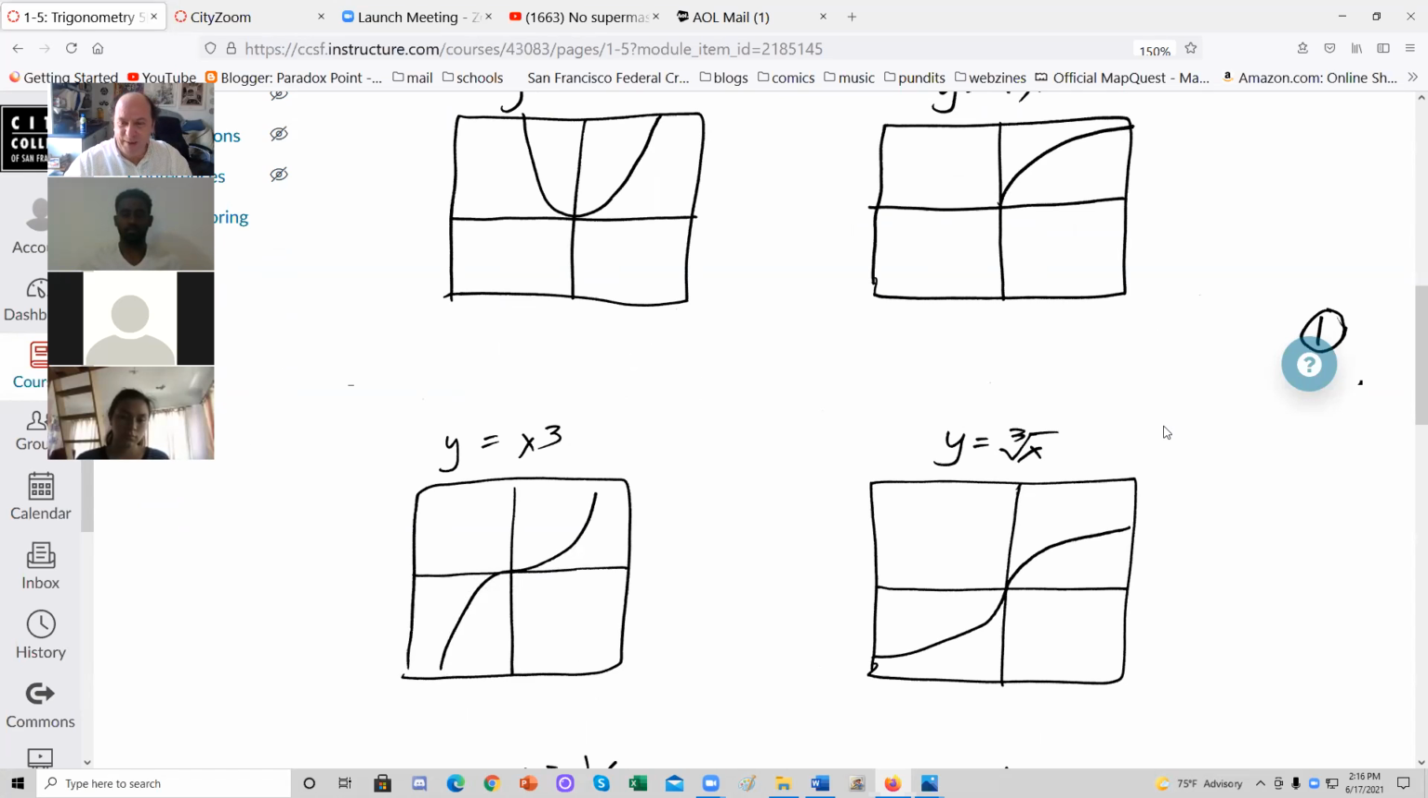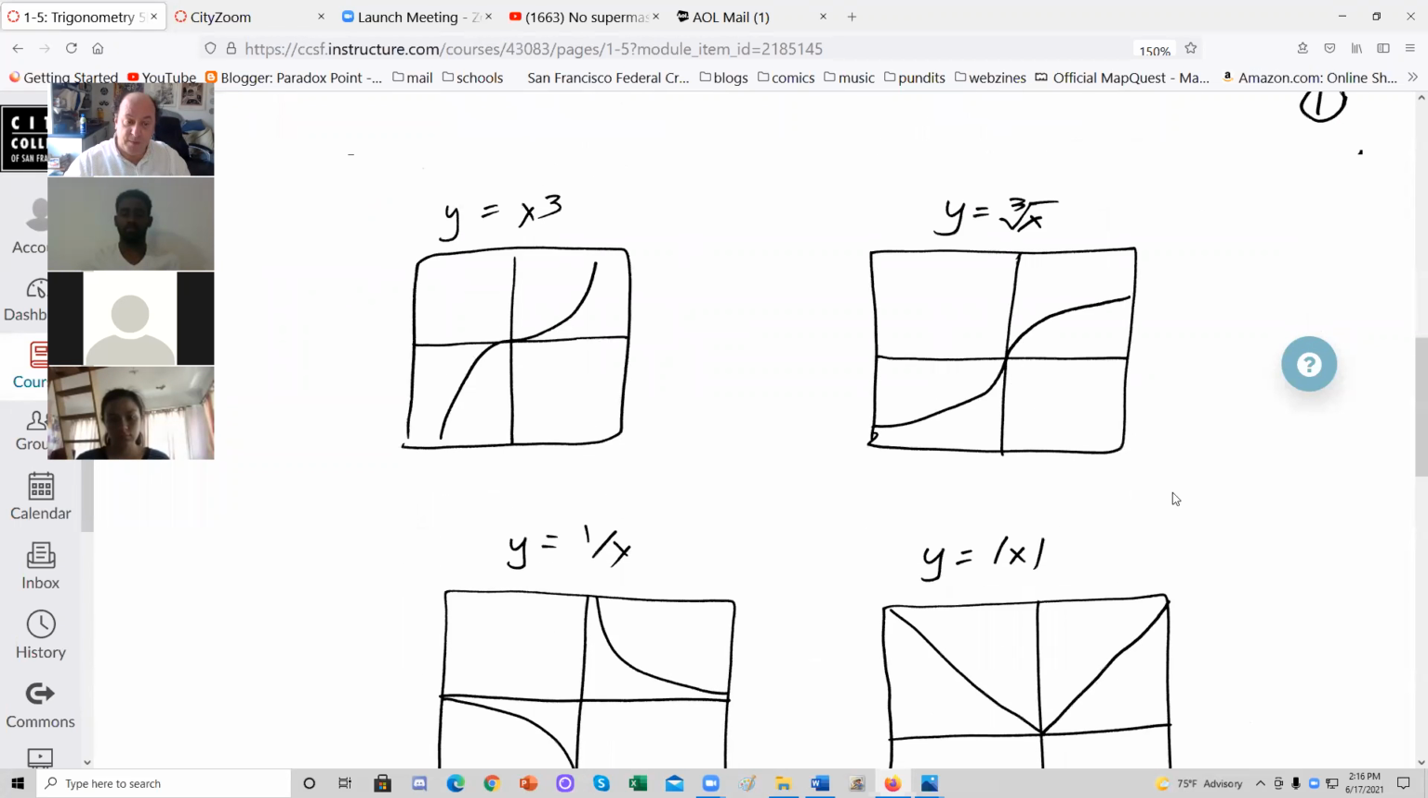Okay, fine. Cube root of x, well, it's an inverse function. It's the inverse of x cubed, and so its graph looks like this, flipped to a 45-degree angle. We'll be seeing more about that later.